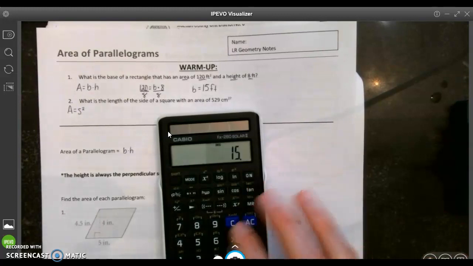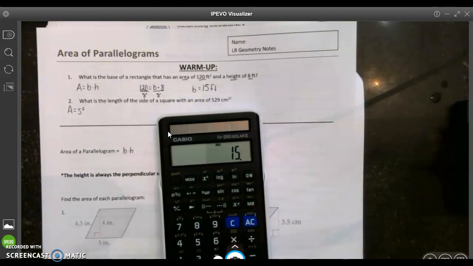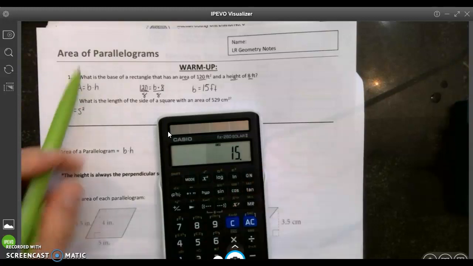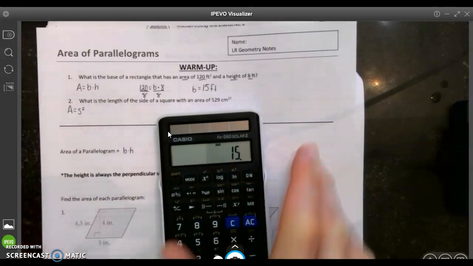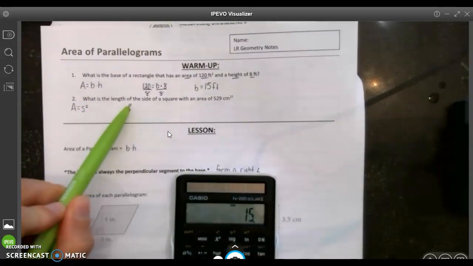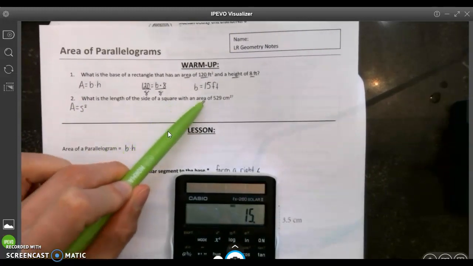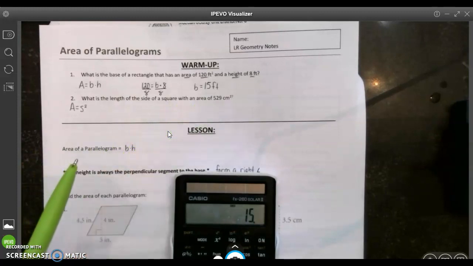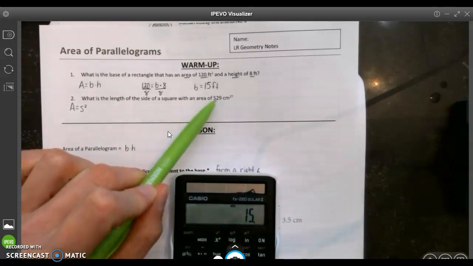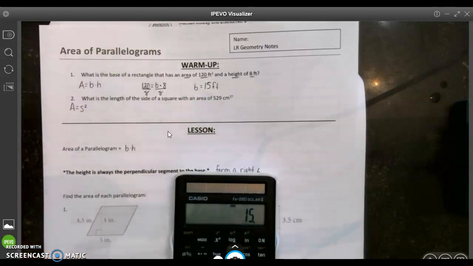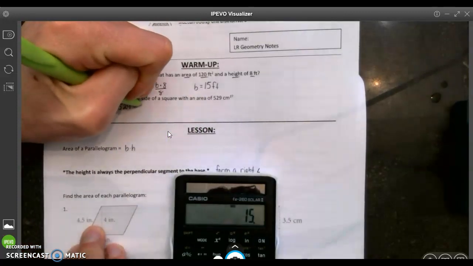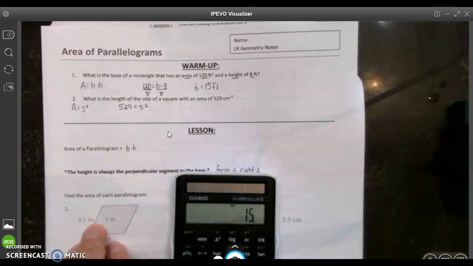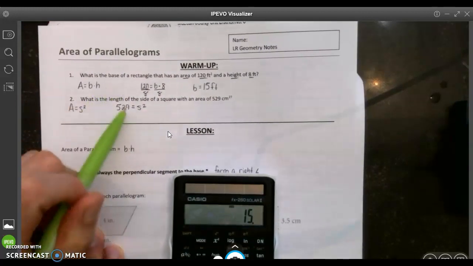So then we talked about how with a square we could use this formula, area equals base times height, and that usually works just fine. But if we had a problem like this, what is the length of the side of a square with the area of 529 centimeters squared? So again, we plug that 529 in for area, so 529 equals side squared. That's only going to work in this formula.